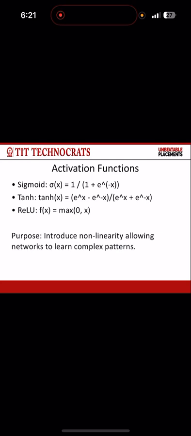This is the activation function. There are some types of activation functions used in neural networks, like sigmoid, tanh, and ReLU. And the purpose of activation functions is to introduce non-linearity, allowing networks to learn complex patterns.